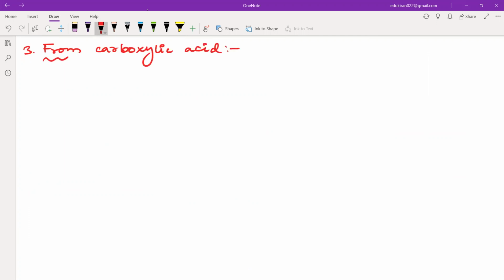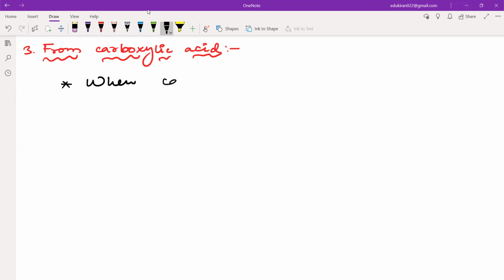From carboxylic acid. So in carboxylic acid, what happens? We take one carboxylic acid and we react that with soda lime. Soda lime is the mixture of NaOH and CaO, that is sodium hydroxide and calcium oxide, and we heat it, and then alkene is formed.